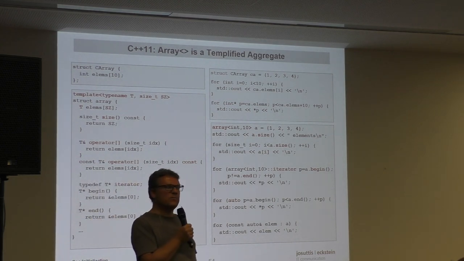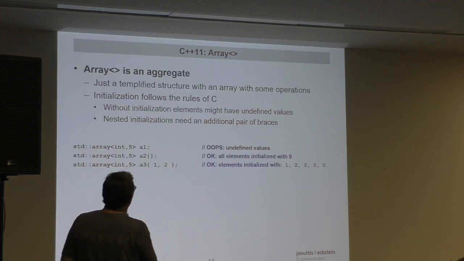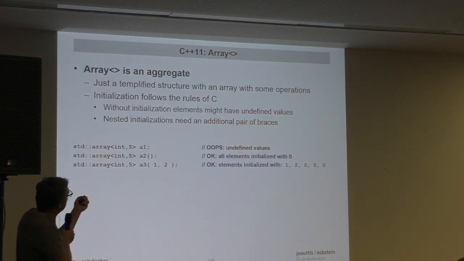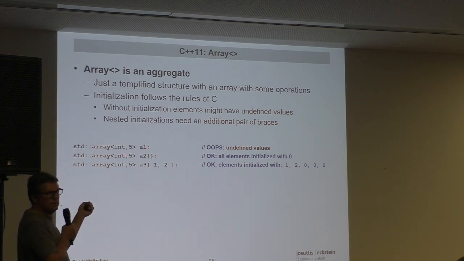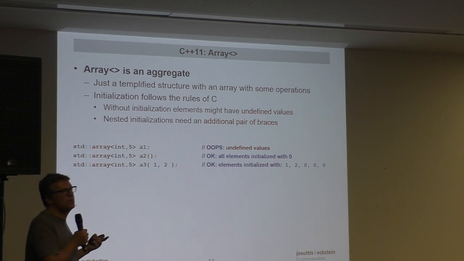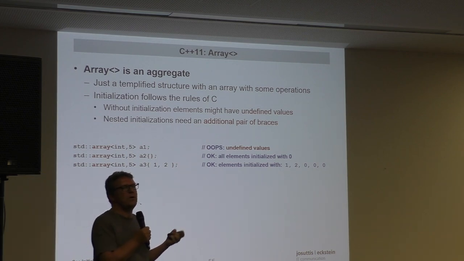So why does this matter? Well, a couple of things are different. First of all, in an aggregate, if you don't use curly braces, the elements are not initialized. So if you have 5 integers in your array, they have undefined values and are not initialized with 0. It's the only container where we have that.